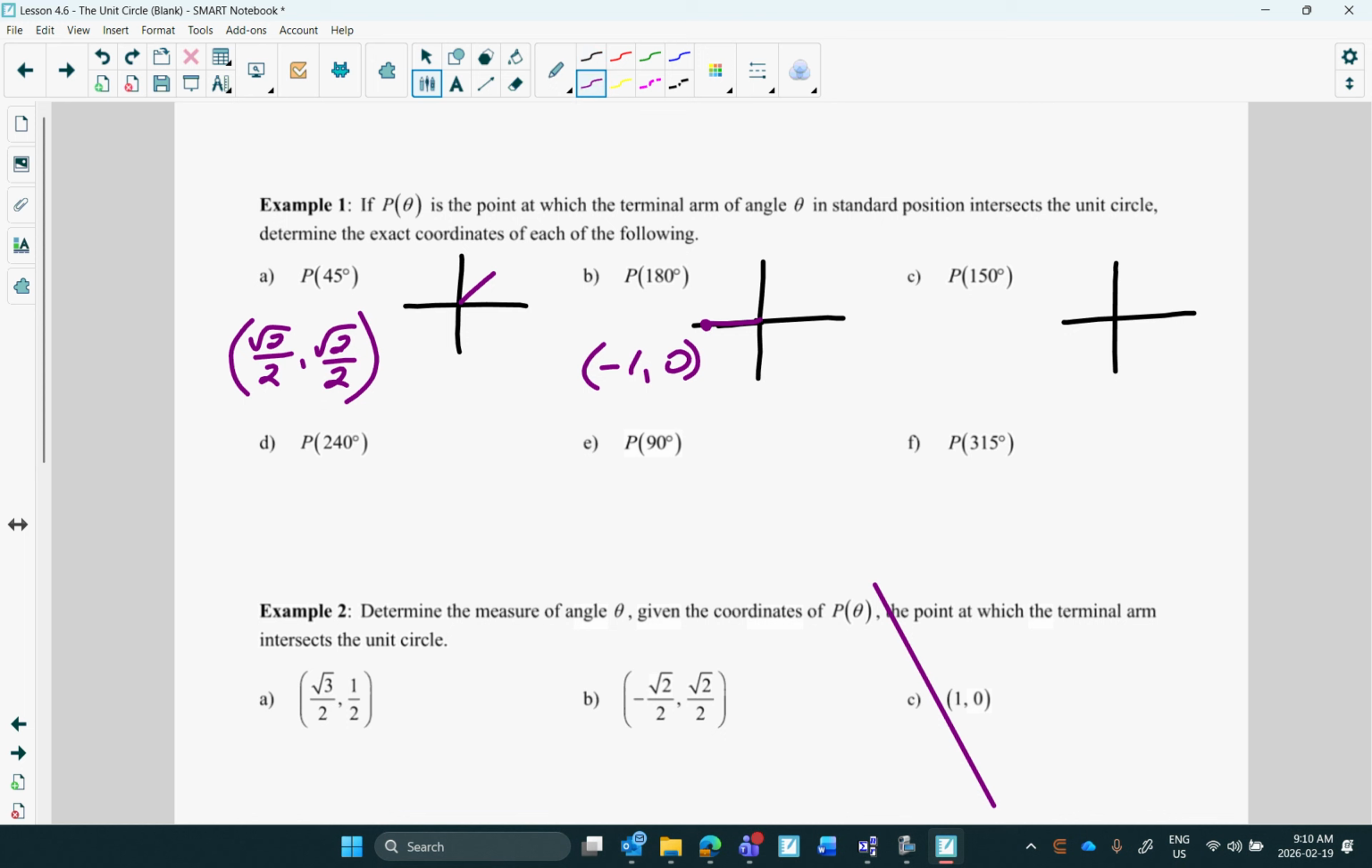150. 150 is the one that comes down here. That's the 30-degree family. Remember the coordinate? Yes, but because I'm going to the left. And then what's the other number? I can't hear. 1 over 2. Thank you. 1/2.